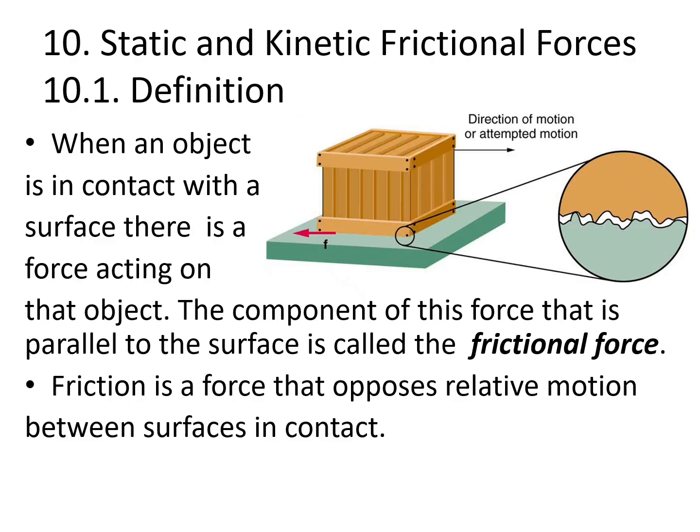Whenever an object is in contact with a surface, the surface can exert a contact force on that object. That contact force can be separated into components. The component perpendicular to the surface is the normal force. The component parallel to the surface is the frictional force. Friction acts along the surface, and it opposes relative motion between surfaces in contact.